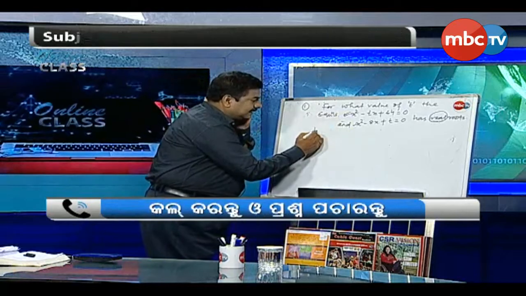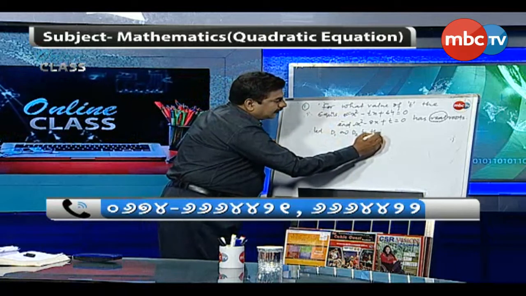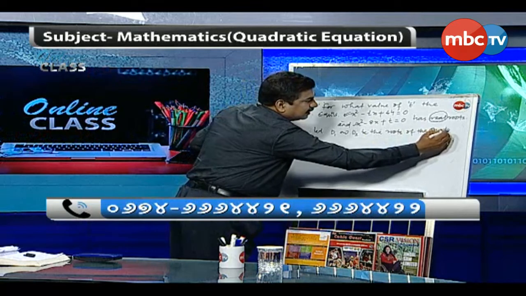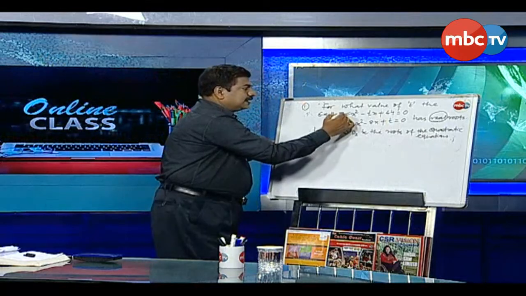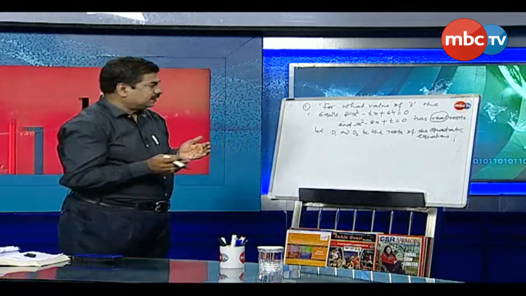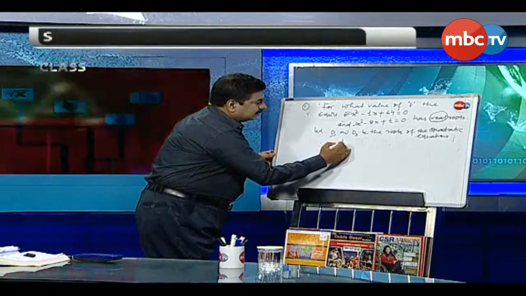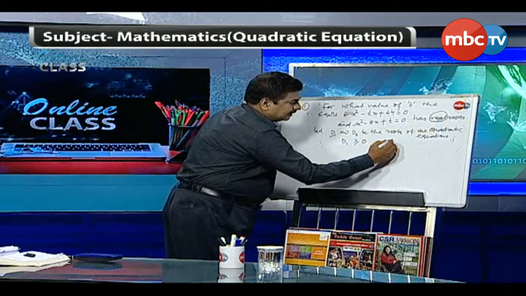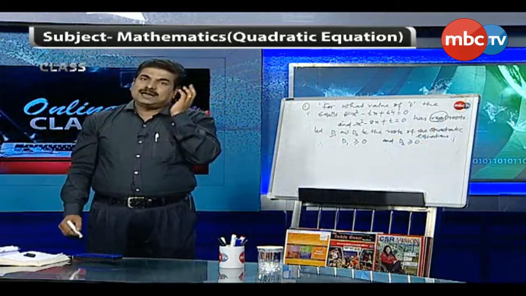If you consider, let d1 and d2 be the discriminants of the quadratic equations. Here d1 is for the first equation and d2 for the second equation. So we know that if d1 is greater than or equal to 0, then it has real roots, and if d2 is greater than or equal to 0, then it also has real roots.